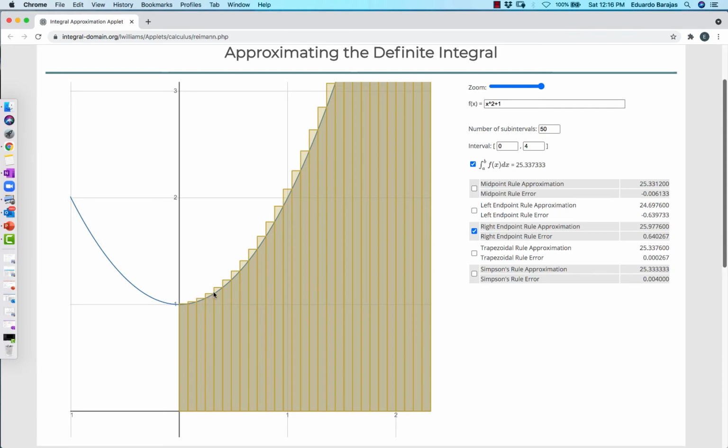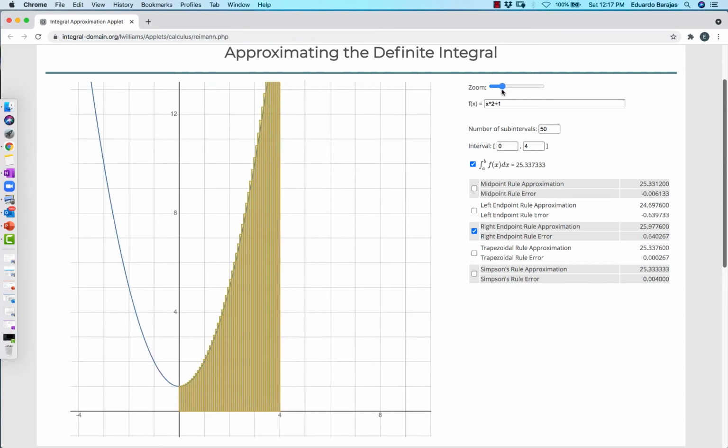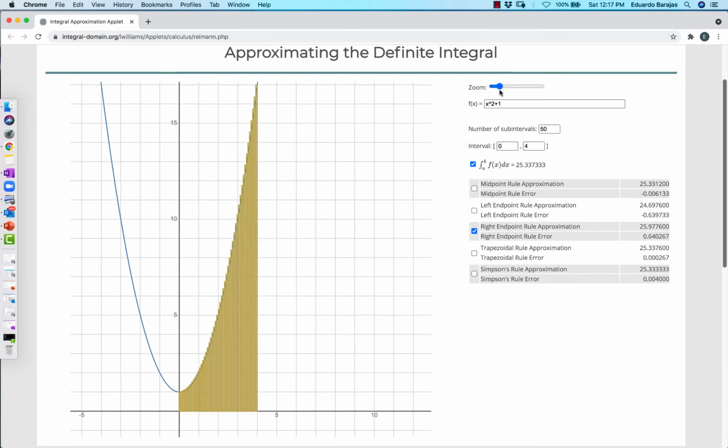Each rectangle is still a little bit above the blue line, so there's always going to be a little extra area that we're counting that we shouldn't be counting. So this is still going to be a slight overestimation, but it will be a much better estimation than back when we were only using 1, 2, 3, or 4 rectangles.